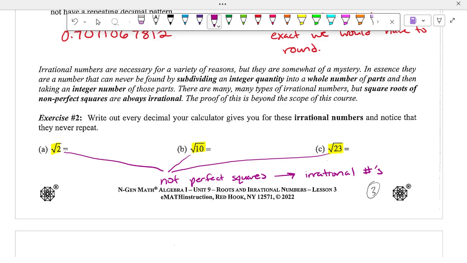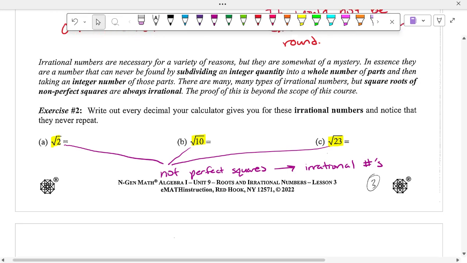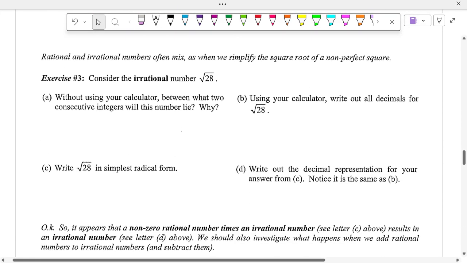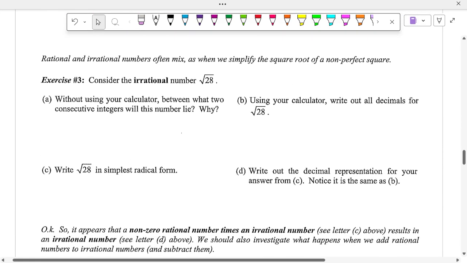Now, if it's a perfect square, that'll give you a nice, pretty number. Not a perfect square, it's going to look ugly. Now, let's say we had to kind of estimate. All right. So, if you're looking at the square root of 28, what two numbers, without using your calculator, would you think that square root of 28 lies underneath?